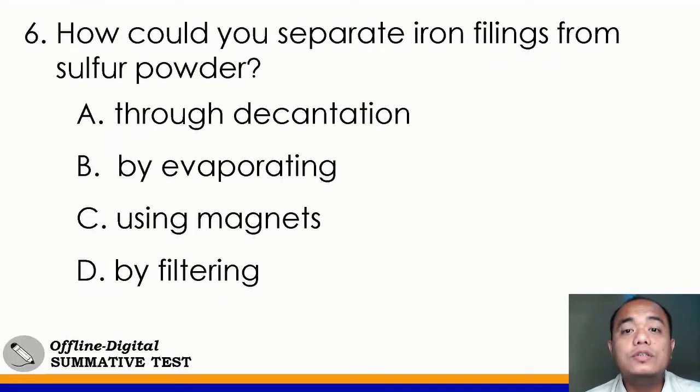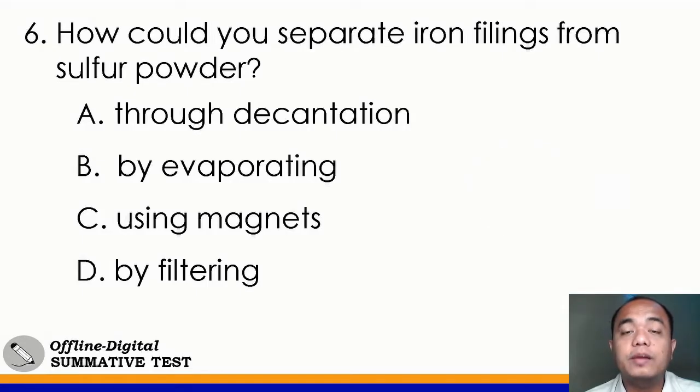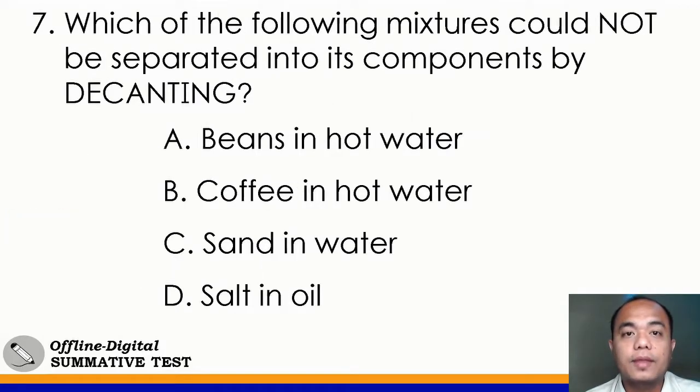Number 6. How could you separate iron filings from sulfur powder? A. Through decantation. B. By evaporating. C. Using magnets. Or letter D. By filtering. The correct answer for number 6 is, of course, letter C. Using magnets.